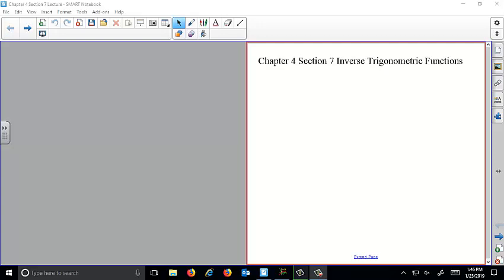Okay, we're on section 7, which is inverse trigonometric functions. If you haven't used them, you've probably seen them on your calculator. They're the ones that say sine to the minus 1 power. And the minus 1 doesn't mean the inverse. It doesn't mean the reciprocal.